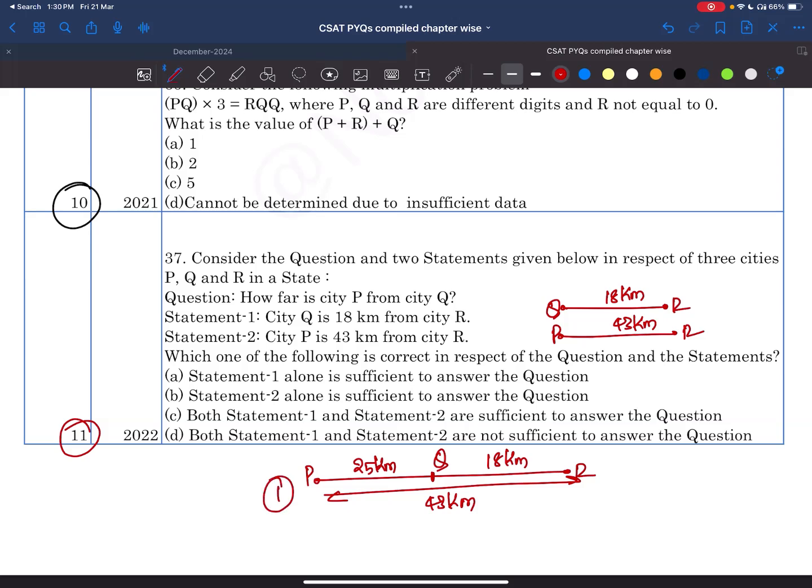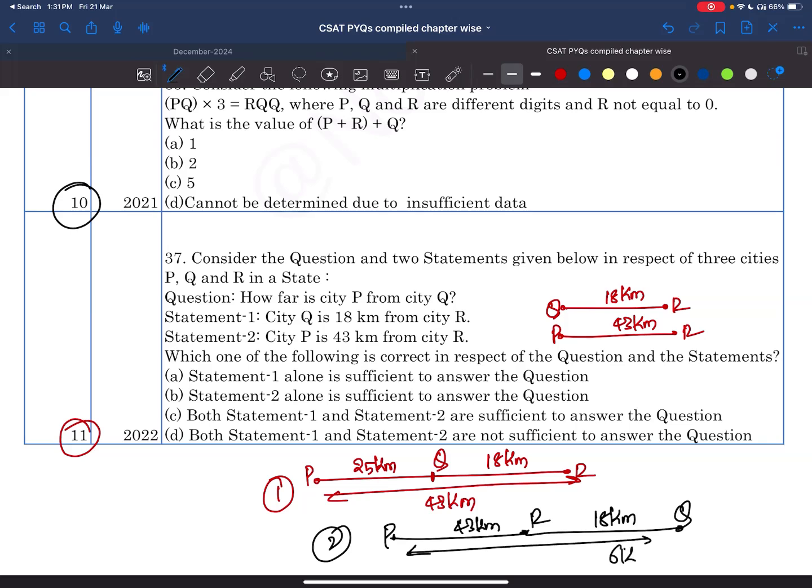In this case, there is another case also. In the second case, I can take this way, right? Between P and R, it is 43 kilometers. Between R and Q, it is 18 kilometers, right? What will be the total distance? 61 kilometers, right? That means what? Both statement 1 and statement 2 are not sufficient to answer the question.